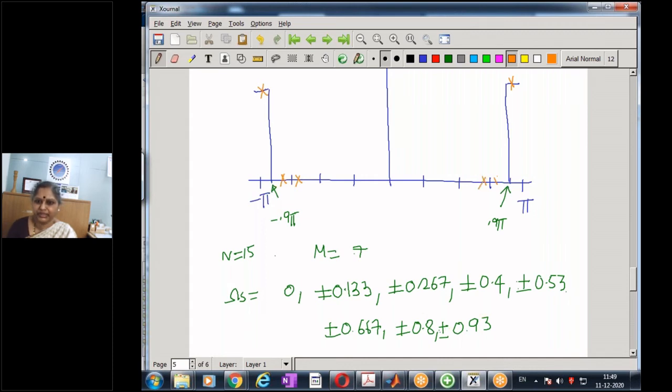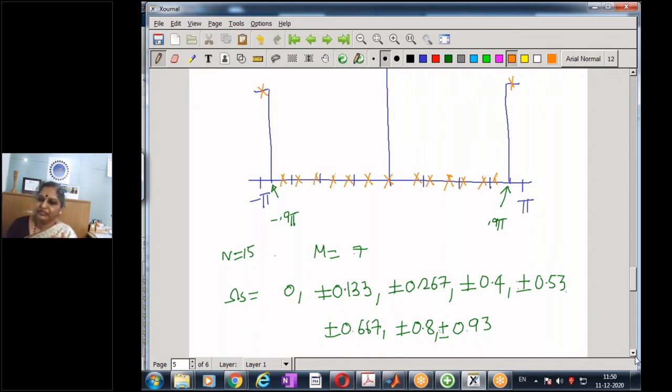Then I have plus or minus 0.53. Then we have plus or minus 0.4. Then we have plus or minus 0.267. And then we have plus or minus 0.133 and plus or minus 0. Sorry, this is a freehand drawing, so not so equally spaced. But we are right as far as taking the samples which are 0 and non-zero.